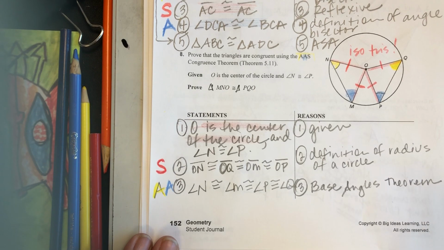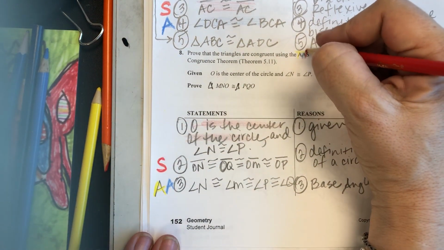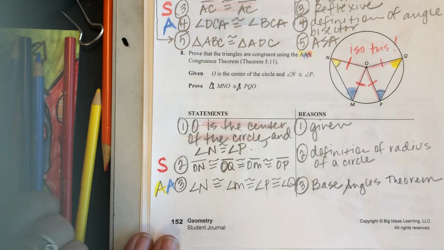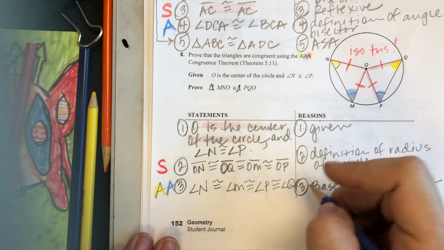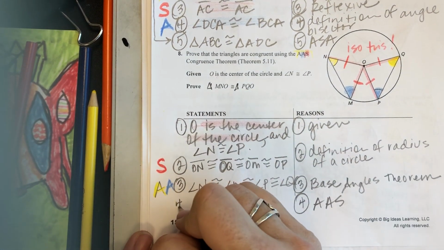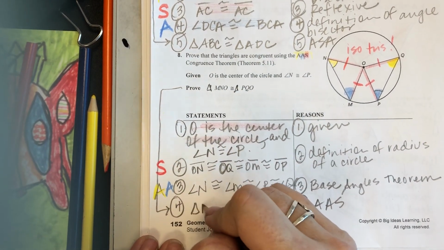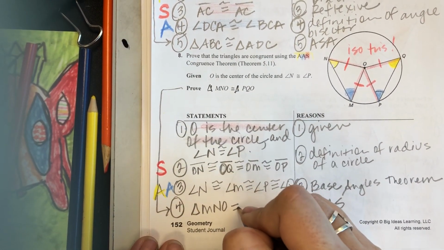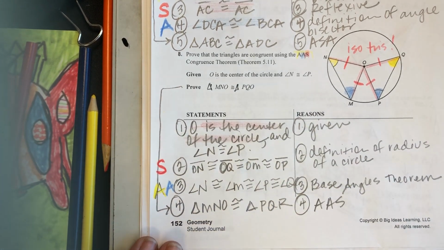And realistically, you guys, we have two non-included sides. We've got AASS because we've got both non-included sides. It was a little bit more than we even needed. We had both pairs of non-included sides congruent. They wanted us to finish with AAS. So my last statement is going to be triangle MNO is congruent to triangle PQO.